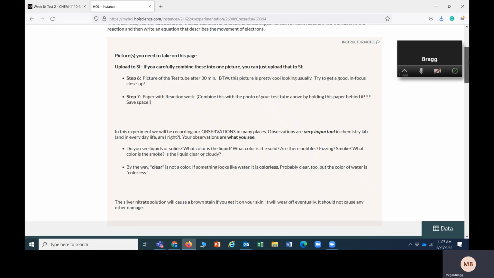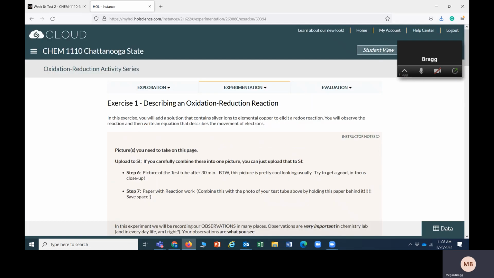And in data table 1, let me make sure. Yeah, I'm still in student view. Making sure I'm in student view. All right.